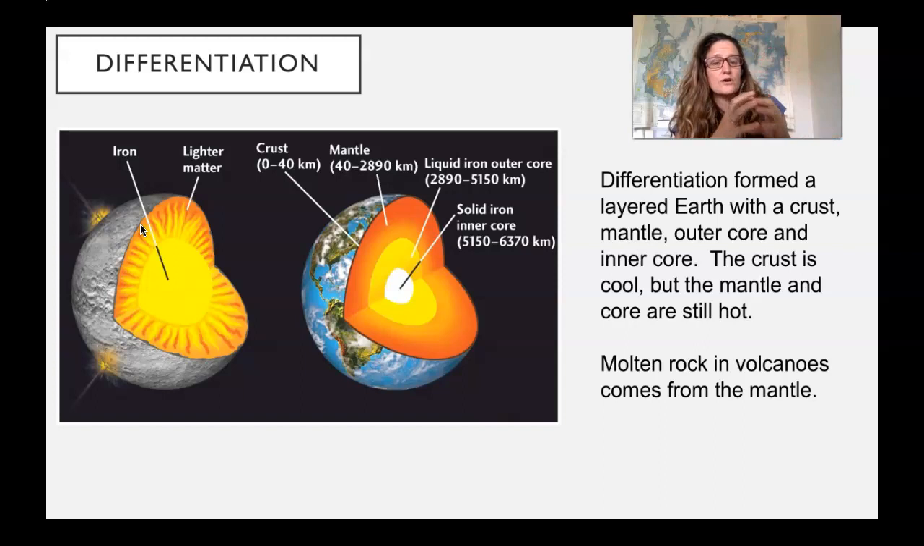In the interior, in the core, we have an iron-nickel core. In the mantle, we have silicate minerals and iron and magnesium. And then when we get to the crust, we're mostly dealing with silicate minerals, those less dense atoms.